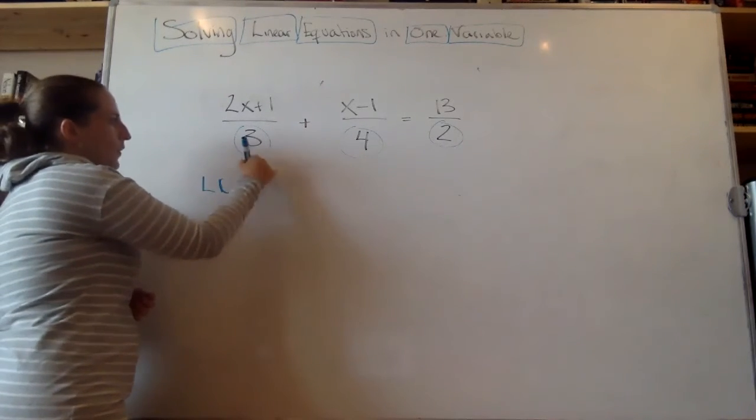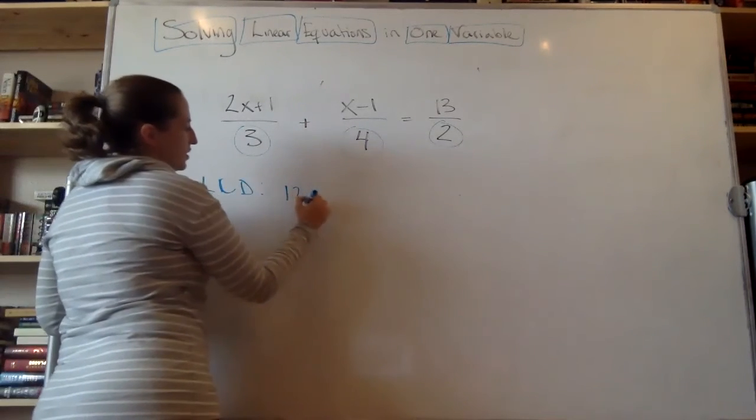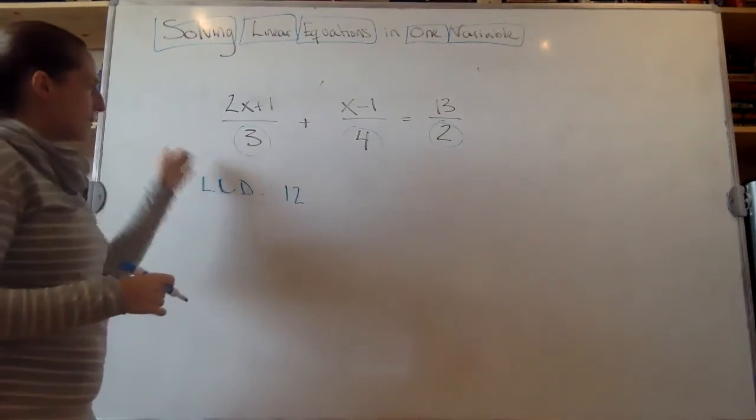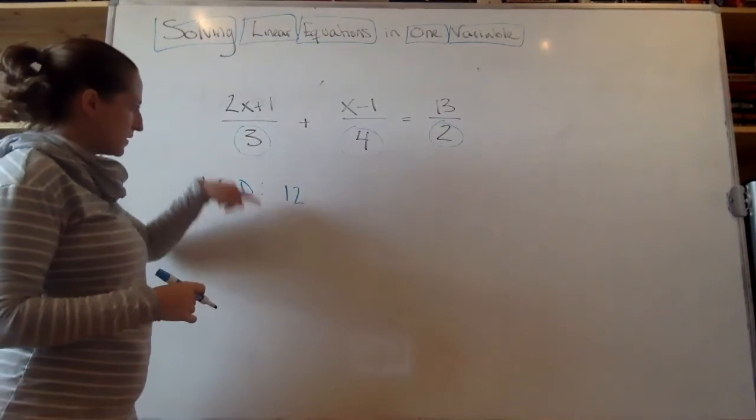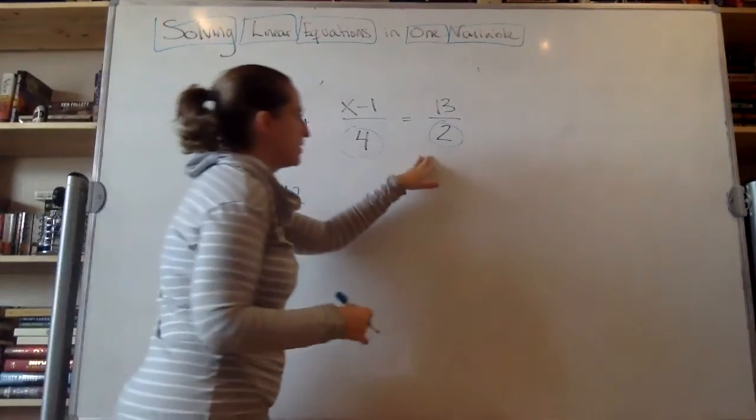Okay? Well, 3, 4, and 2 all divide into 12. In other words, they all divide evenly into 12. 12 divided by 3 is 4. 12 divided by 4 is 3. 12 divided by 2 is 6.